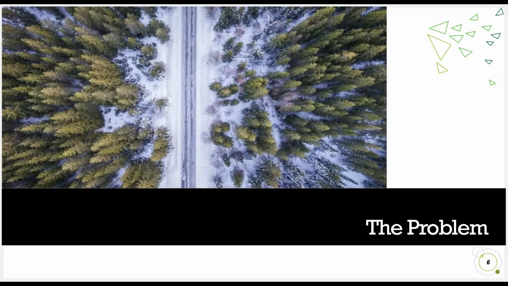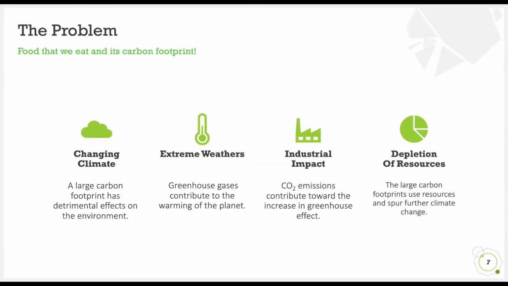So the food that we eat includes ingredients that are mostly produced by industries which use fuel and produce toxic waste or greenhouse gases, and it all counts in the carbon footprint. This carbon footprint results in a lot of consequences, like climate change or extreme weather, depletion of resources, or industrial impact, and hence we need to think about a solution so we can avoid this carbon footprint and improve our lifestyle.